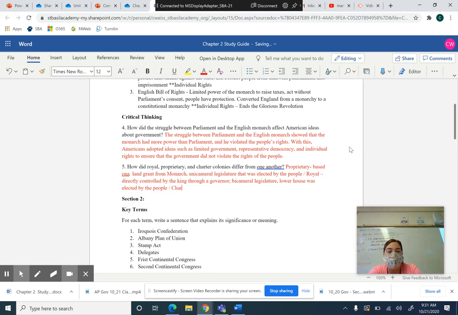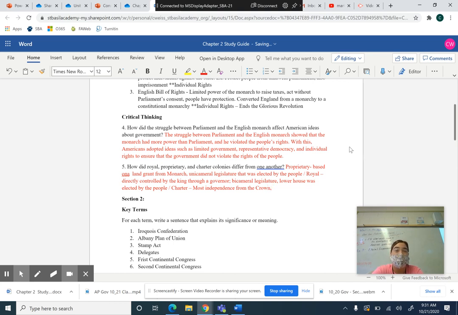And then lastly, we have the charter colonies. What's up with the charter colonies? Go ahead, Abigail. They had the most independence from the crown. Most independence from the crown. Excellent. Why? Anybody know?